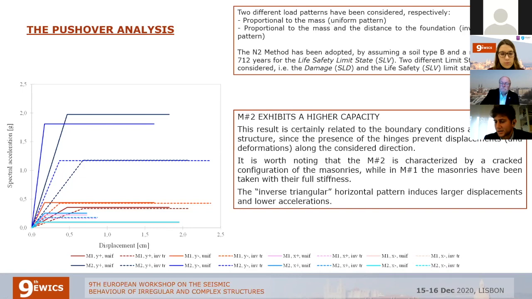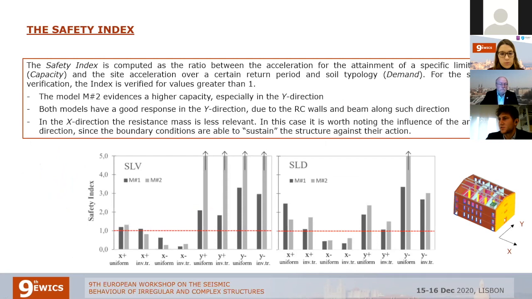Then we made a comparison in terms of safety index, which has been defined as the ratio between the capacity and the demand. Here we can see that for the Y direction, both models have a good response, due mostly to the insertion of reinforced concrete walls along this direction, which was part of the intervention realized in the 80s. While in the X direction, the resisting mass is less relevant, and in this case the analysis is still sensitive to the boundary conditions applied, which in a certain way are able to sustain the structure against the seismic action.